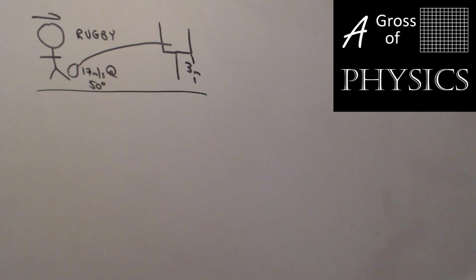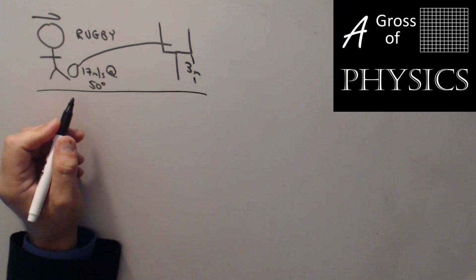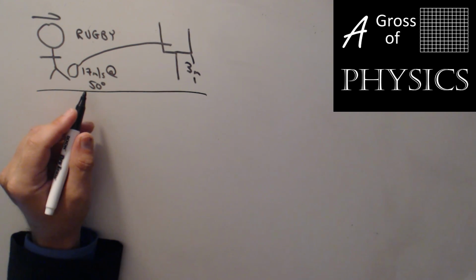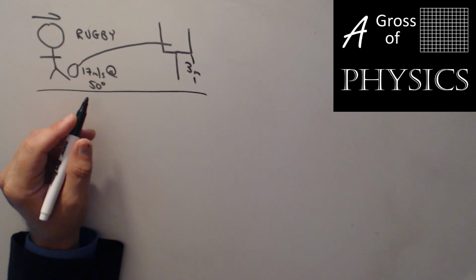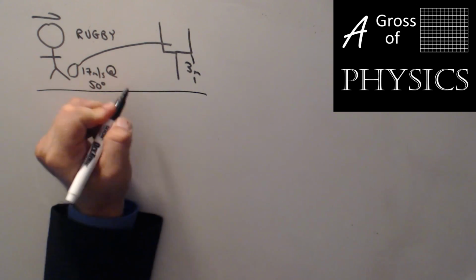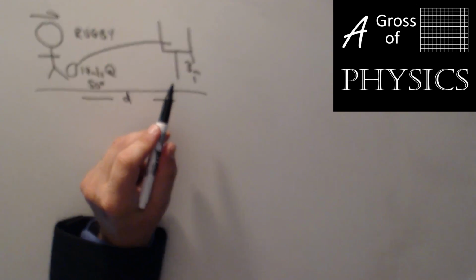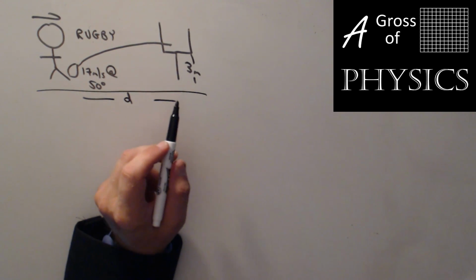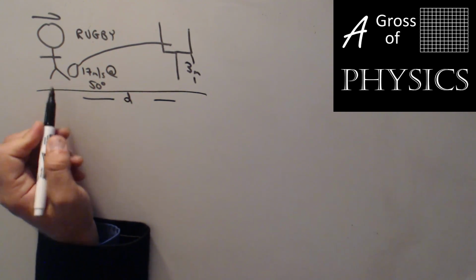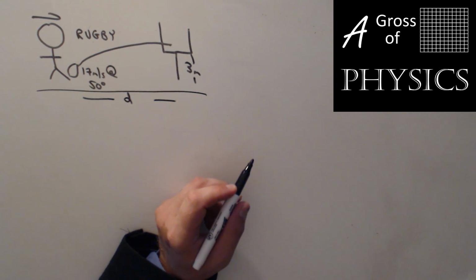All right, now we happen to be on the rugby pitch, and we're striking a ball over the goalpost. The ball has a speed of 17 meters per second, and we're kicking it at 50 degrees. We want to find out how far away the person can be from the goal if it's going to barely skim the crossbar 3 meters high. So we're kicking it from the ground 3 meters into the air.